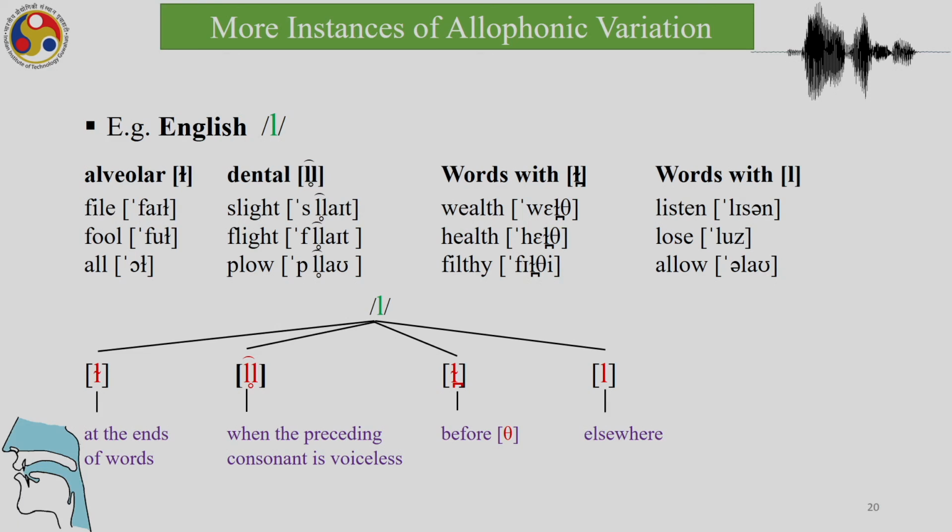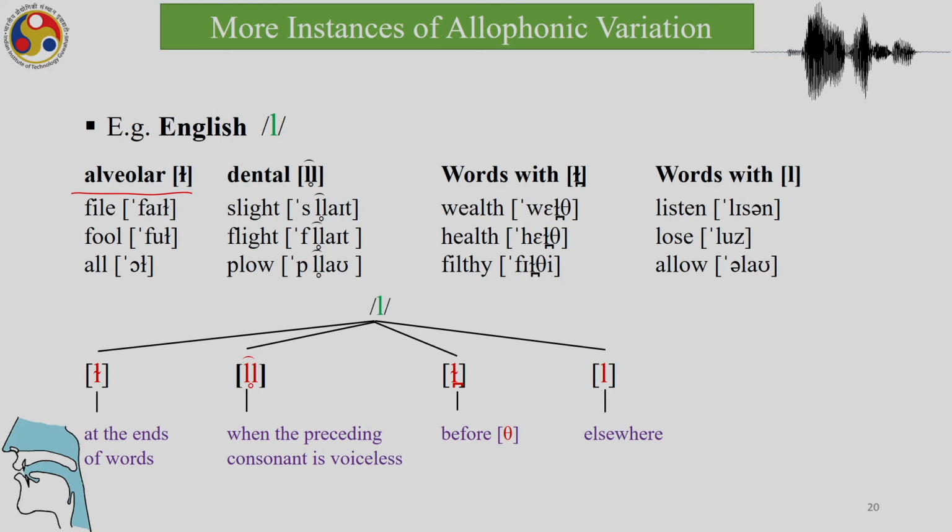So the English L is alveolar, and that's how we studied the consonant inventory of English. That's what we saw in the consonant inventory of English, that the English lateral is alveolar. Now we see that depending on the context, there are various ways in which the L can be pronounced.